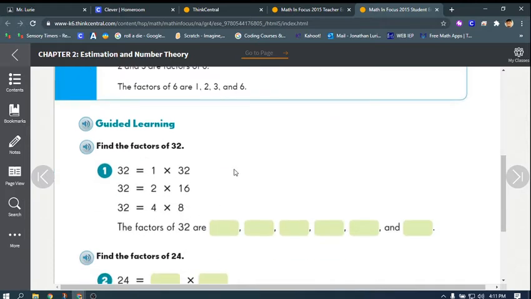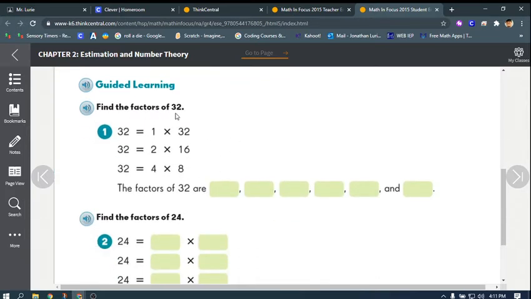Moving on to the guided learning here. Find the factors of 32. So 32 equals 1 times 32. So 1 and 32 are certainly factors. 32 equals 2 times 16. So 2 and 16 are factors as well of 32. 32 is equal to 4 times 8. So 4 and 8 are also factors of 32.